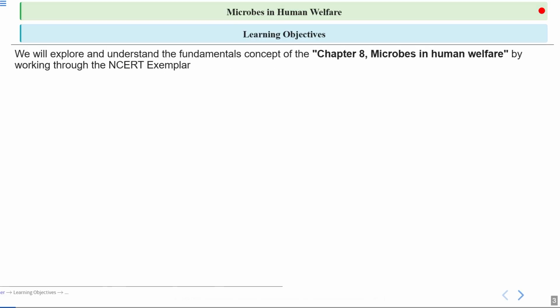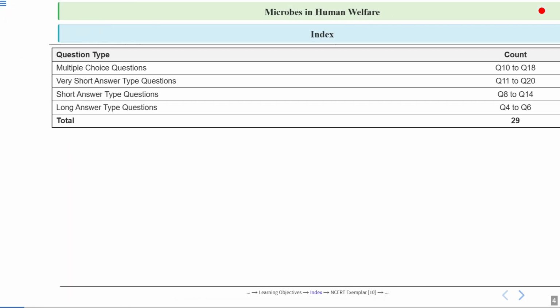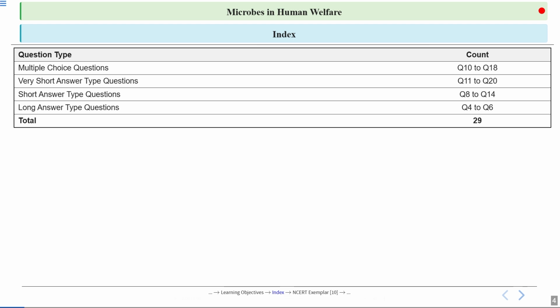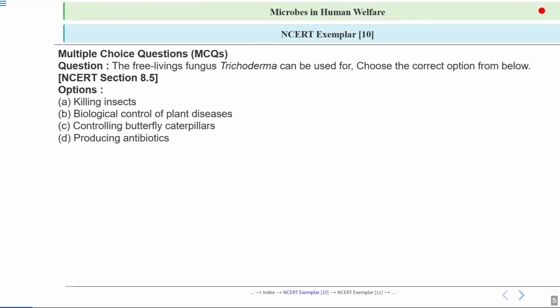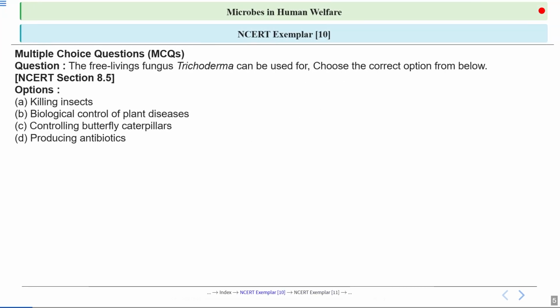What are the objectives of today's session? So today we will understand the basic concepts related to the chapter Microbes in Human Welfare by working through the NCERT exemplar questions. Okay, so these questions have been divided into various categories. So we have multiple choice question, very short answer type question, short answer type question, and long answer type question. So let's begin with the multiple choice questions.